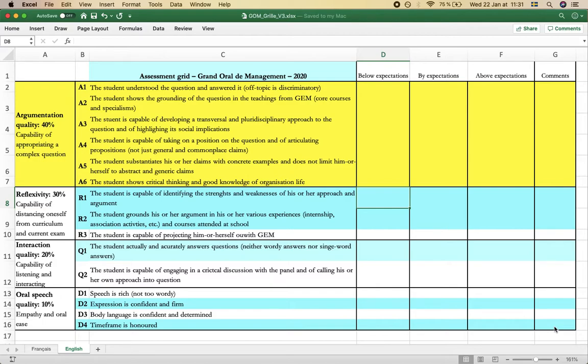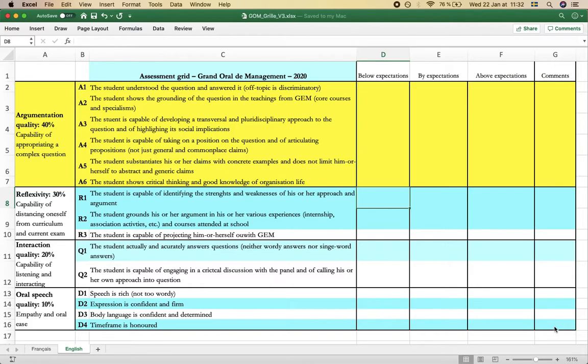Thirdly, the student is capable of developing a transversal and pluridisciplinary approach to the question and highlighting its social implications. This means we are expecting you not to address the question from one micro discipline, one micro viewpoint, but to broaden the perspective and show that a question calls for several viewpoints, several disciplines, and namely has an implication for society. It is not a technical, topical question.